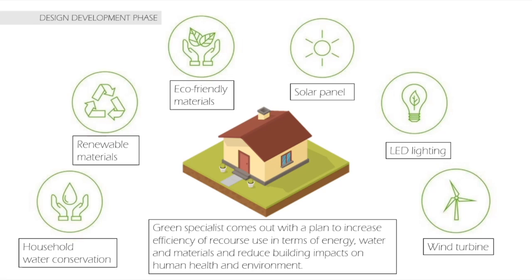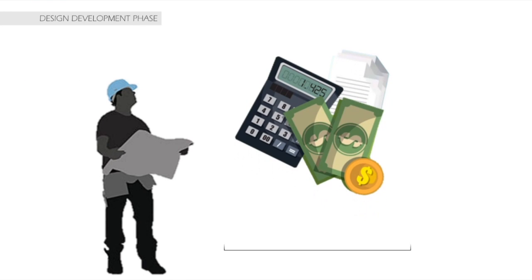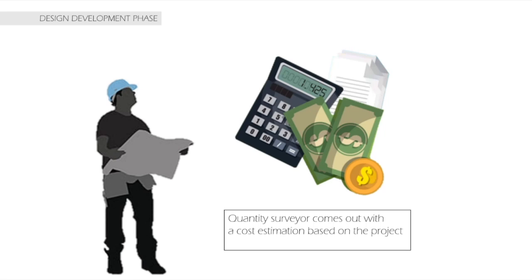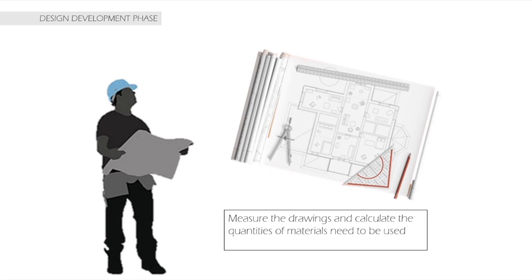It is necessary for him to speak to the architect, engineers and other consultants to help them achieve the GPI requirements in construction. Next, the quantity surveyor comes out with a cost estimation based on the project, measures the drawings and calculates the quantities of materials needed to be used.